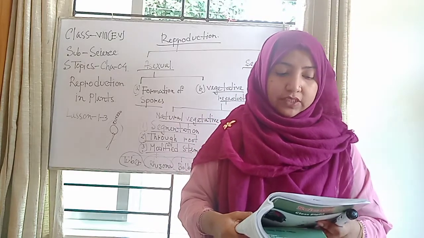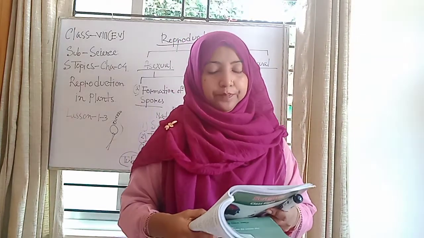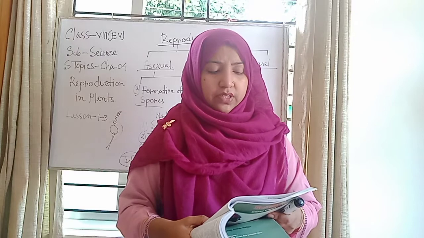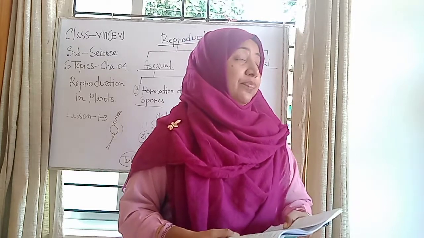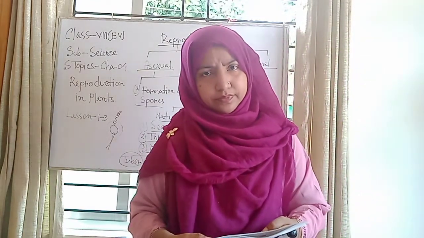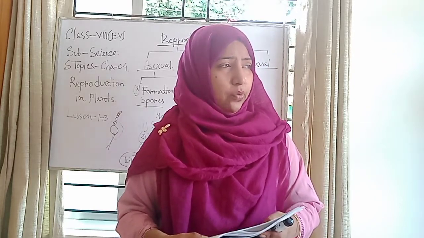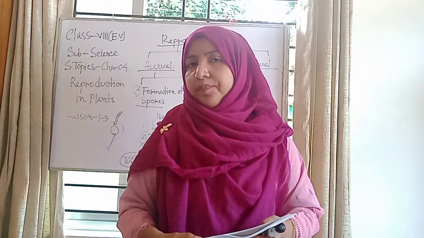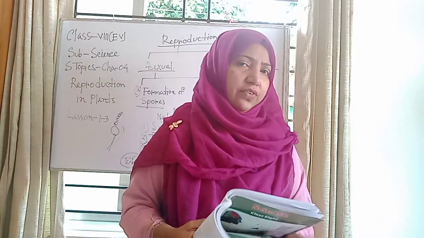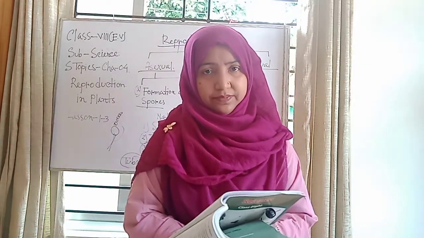Mucor reproduces asexually by forming enormous numbers of microscopic spores inside the sporangium. Penicillium reproduces by formation of conidia. Mucor and penicillium are examples of fungal structure and fungal disease. Recently we also heard the word black fungus, which is another very dangerous type of fungal disease.